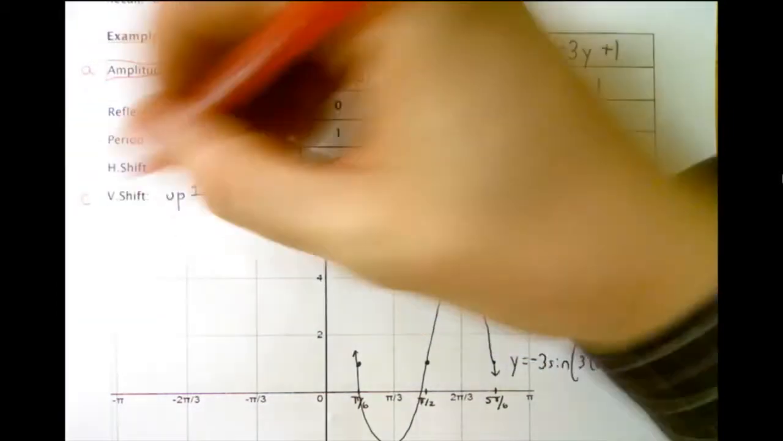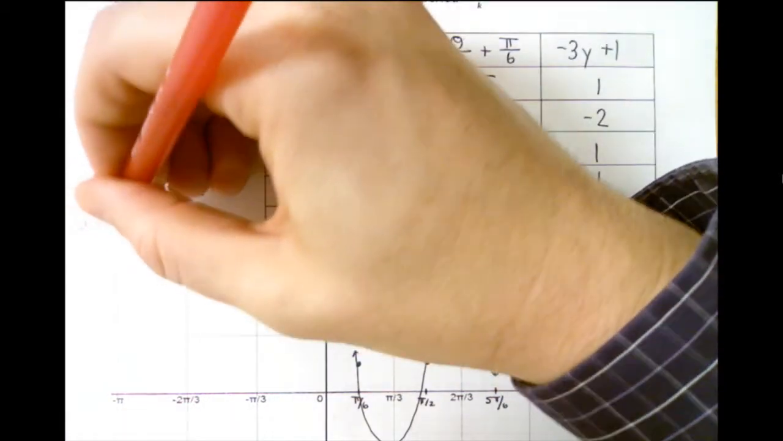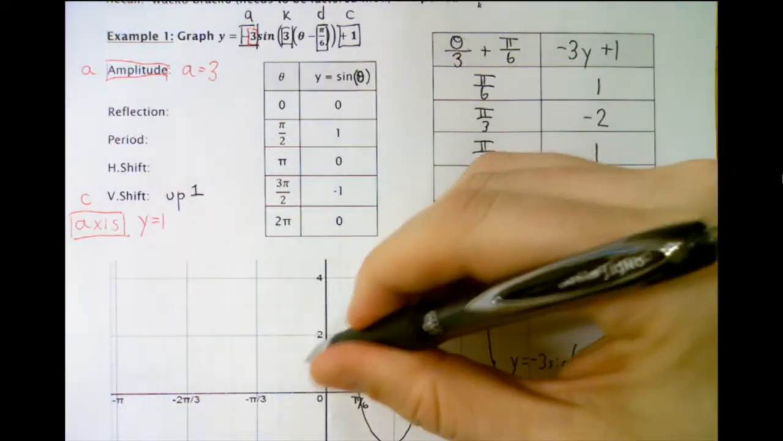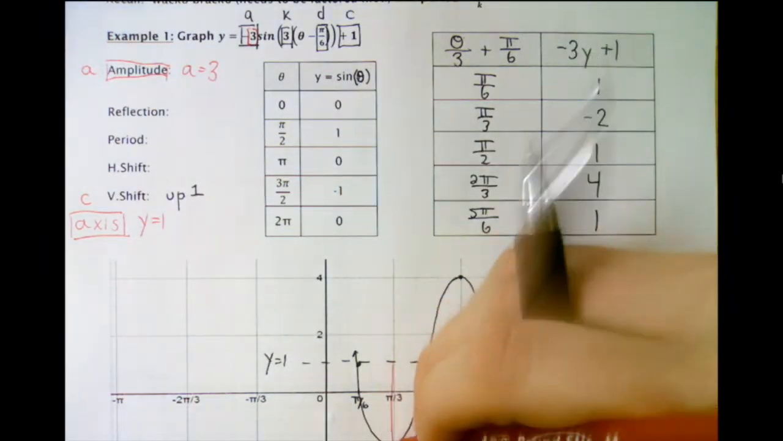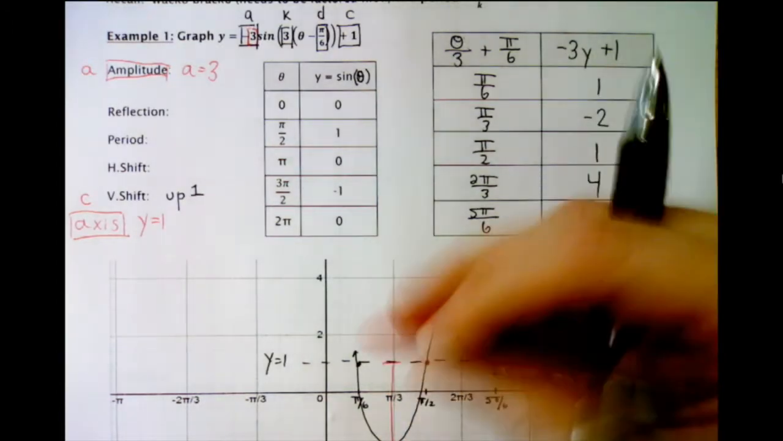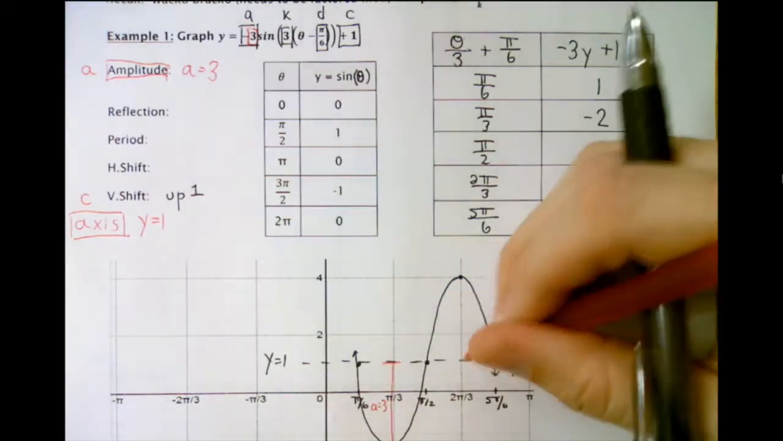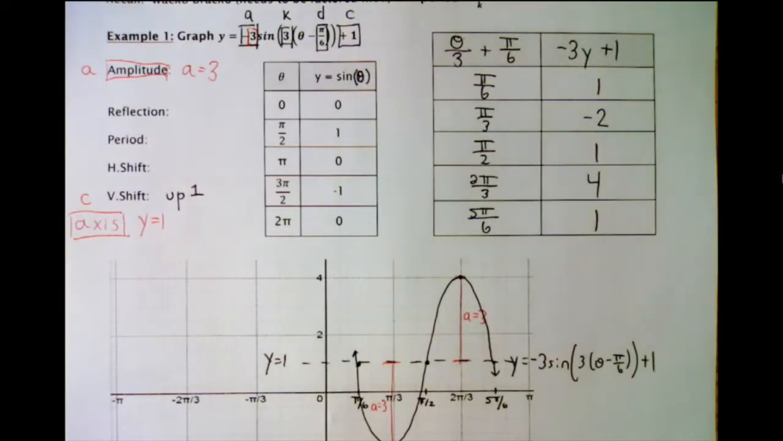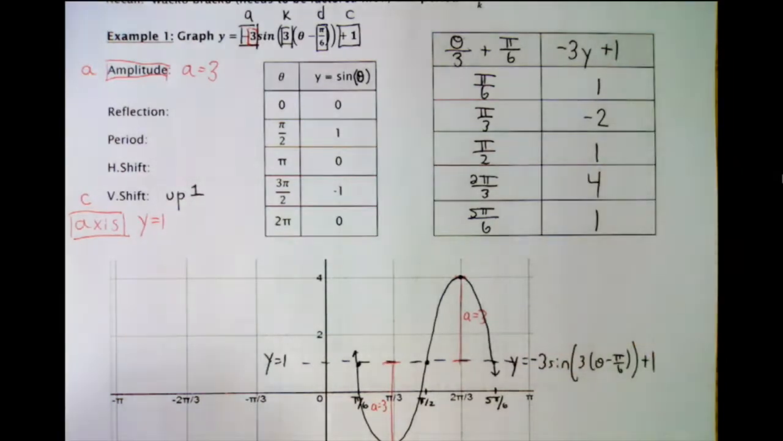C gives you your axis. Our axis in this case, because we're shifted up 1, is y equals 1. That's our axis. So our axis on our graph is actually y equals 1, and if we draw that horizontal line, there's our axis. Our amplitude is from the axis to the min. And what's that distance? Well, that distance is from +1 to -2. That's 3 units. And from 1 to 4, that's also 3 units. So there's your amplitude. Down 3 from the axis to get to your min, up 3 to get to your max.